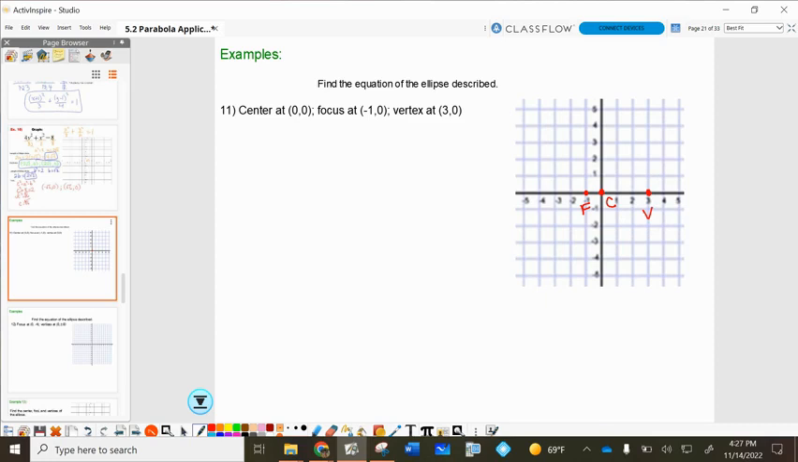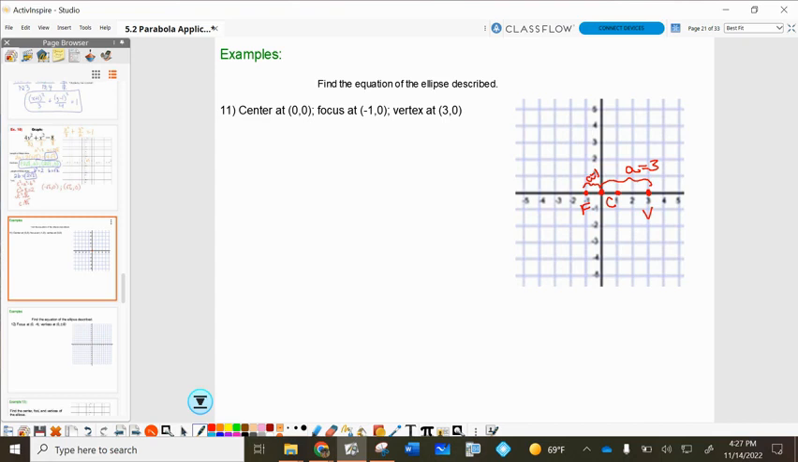Okay, well, if we have a vertex there, that means this is our A value. And so A is 1, 2, 3 units. Now, if our focus is here, that means we have another focus here. Either way, the distance from the center to the focus is our C value, so C equals 1.